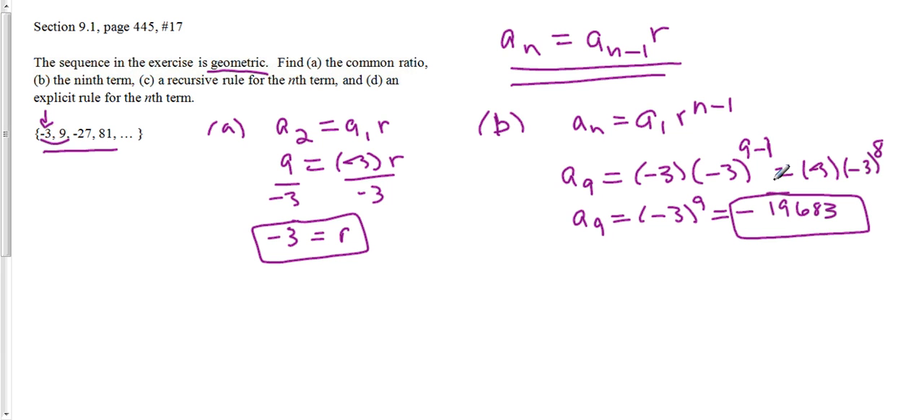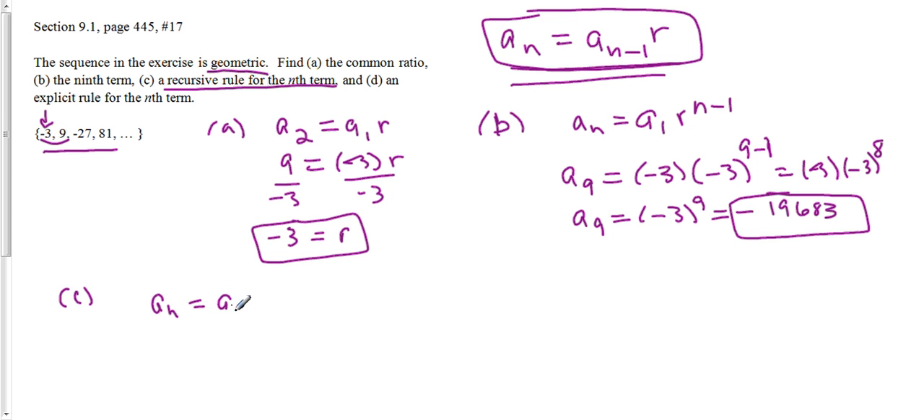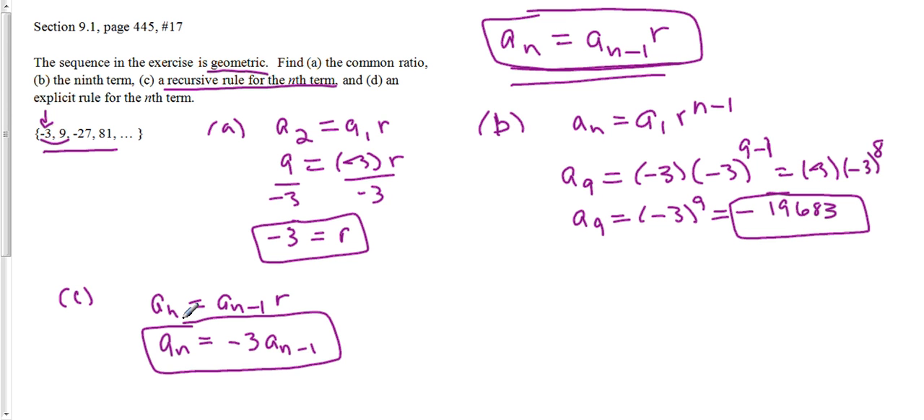All right, well, part C asks us to find the recursive rule, which means we're going to use this equation up here from the definition. So I've got a_n is equal to a_(n-1) times r, and I'm just going to substitute in for r here. I'm going to have -3, I'm just going to move it to the front, times a_(n-1). So my nth term is equal to -3 times the element before it in the sequence.